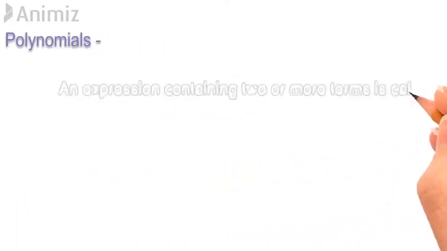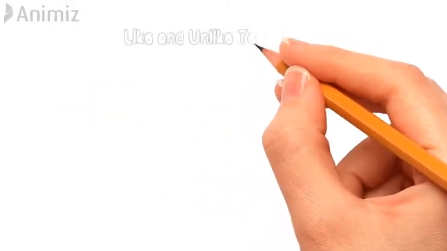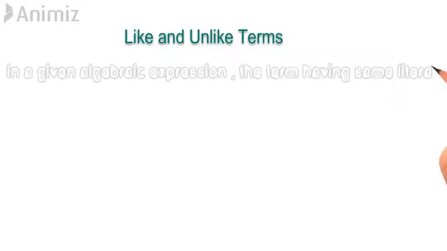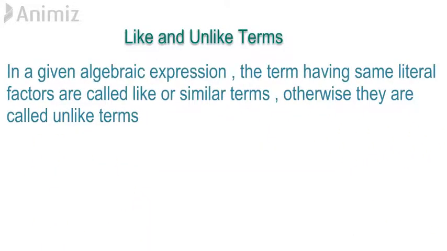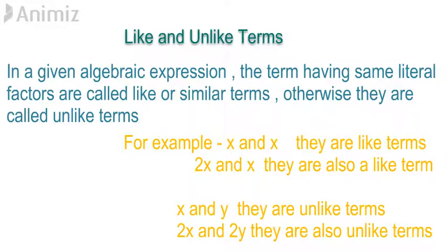Now we will study our last topic, polynomial. An expression containing 2 or more terms is called polynomial. So we have completed our first topic. Now we will study like and unlike terms. In a given algebraic expression, the terms having same literal factors are called like or similar terms. Otherwise, they are called unlike terms.